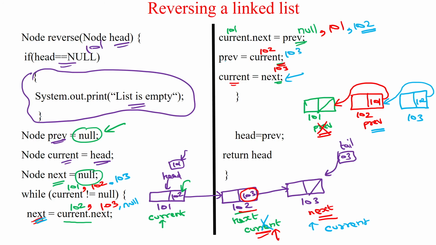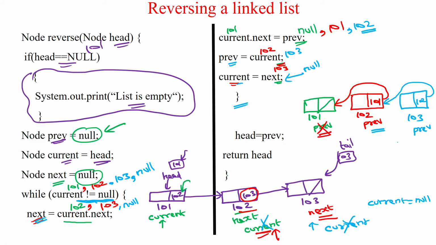So 103 is assigned to previous. This is previous now. Then what is the next here? Null. So now the current value is updated to null. Then again coming back to the while loop. Now the fourth iteration, current is null. Null not equal to null is false. So it will come out of the loop.